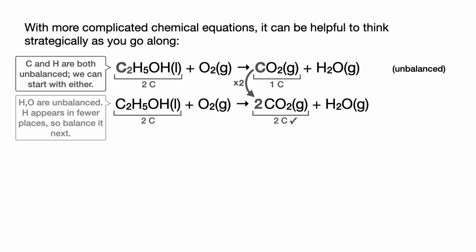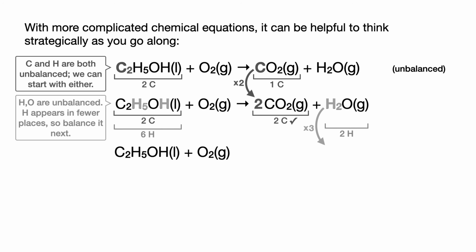So doing that, on the left side, we have a total of 6 hydrogen atoms. On the right side, we have a total of 2 hydrogen atoms. This is pretty easy to fix. We can get 6 hydrogen atoms on the right if we triple the coefficient on the water. So instead of just having water, we have 3 waters on the right. And so now we've got our 6 hydrogens on the left. We've got 6 hydrogens on the right. So hydrogen is balanced. The carbon is still balanced. We still have 2 carbons on each side.